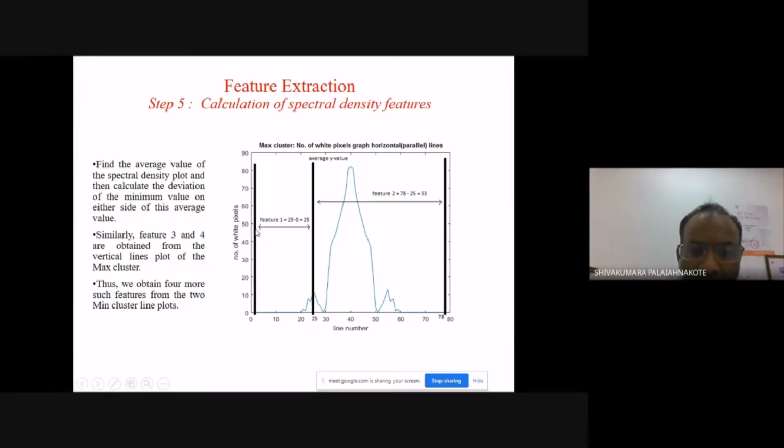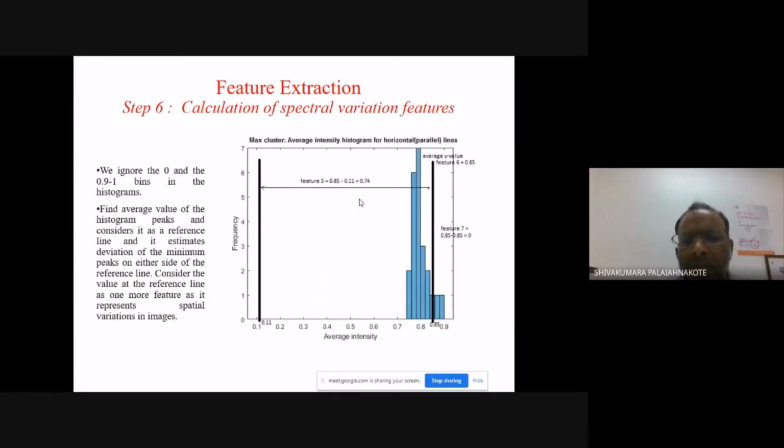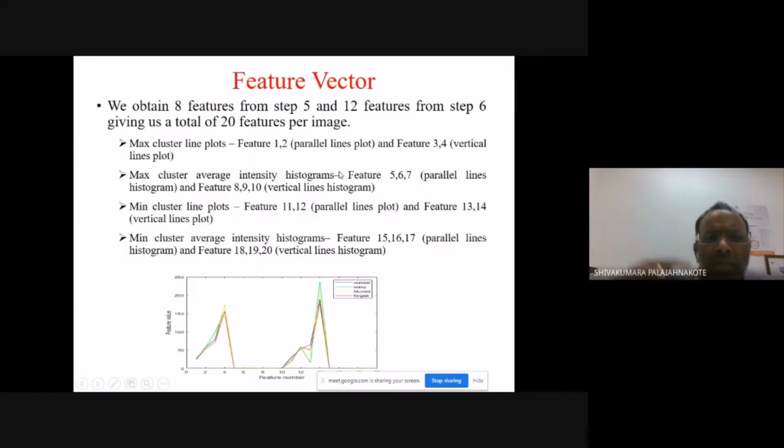Then again, the difference from the starting point to this point is a feature. We are trying to extract the shape variations of the distribution. Similarly, for this histogram we do the same thing, and finally take the distance from this point to this point. Like this, we extract features to understand the variations in the distribution shape. I think that's all. So of course here, you have many features.